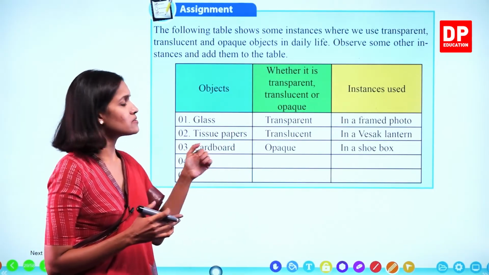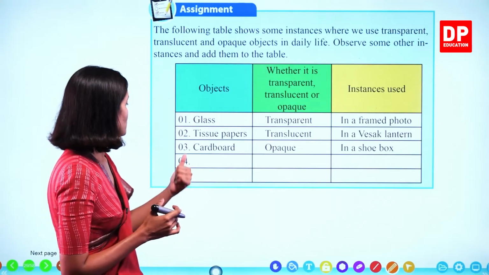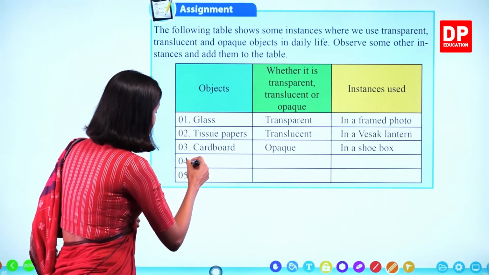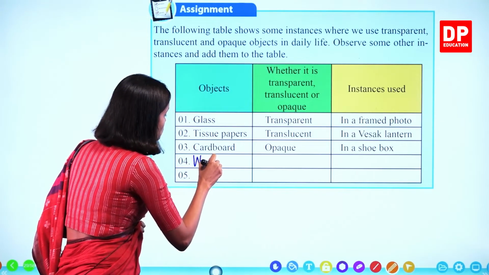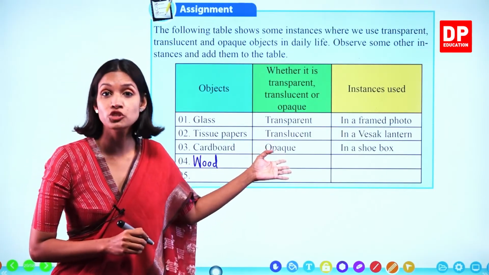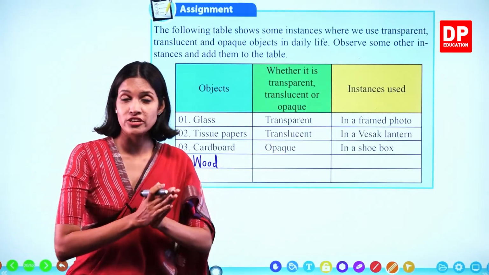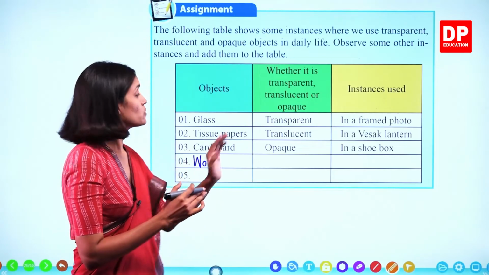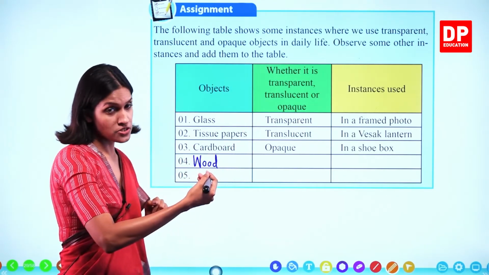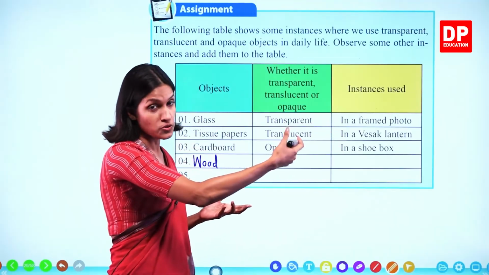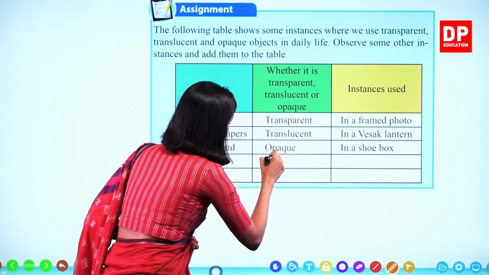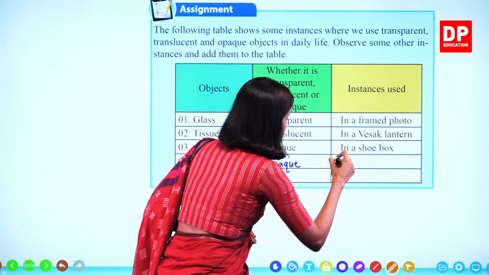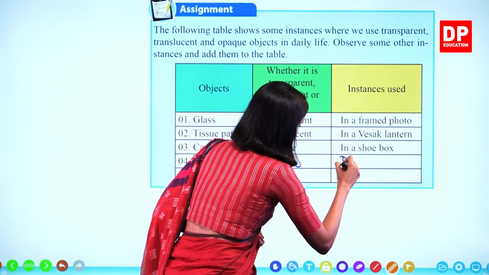Okay, so what are the other examples that you can write? Another example, let's write wood. Right, wood is used in doors. That is because most of the time, let's say the bedroom doors, bathroom doors, they shouldn't be transparent. So we can write it is an opaque object, therefore it is used in doors most of the time, right? Wood is opaque, therefore it is used in doors.